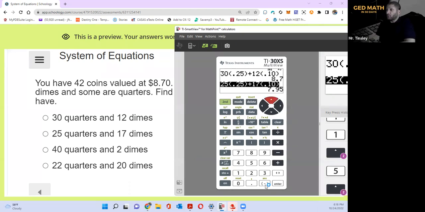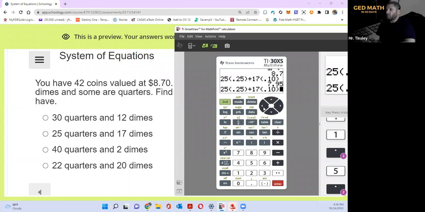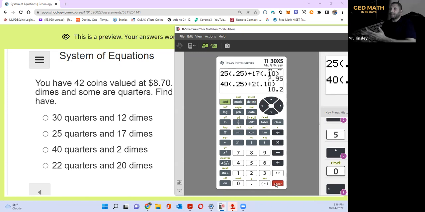You know what? Let me try C. 40 and 2. I go back in, change that 25 to 40. 40 and 2. Gotta delete that. Did I get it? No, I didn't. $10.20. So again, that's how you use the multiple choice to get your answers instead of trying to solve this by a system of equations.